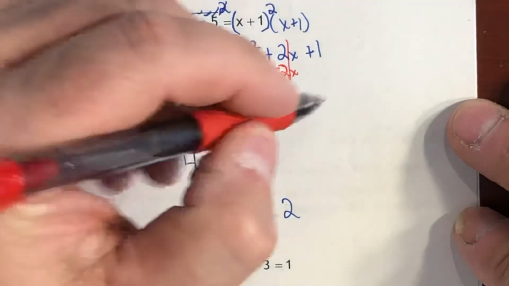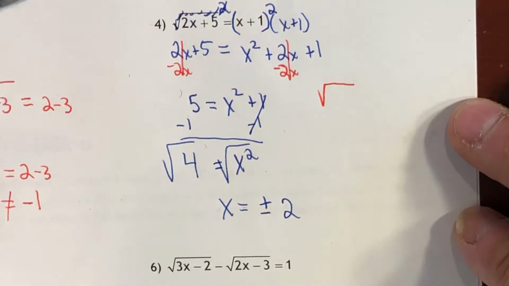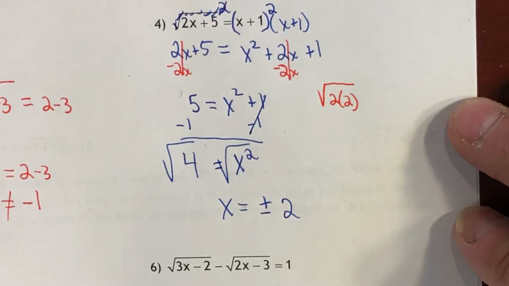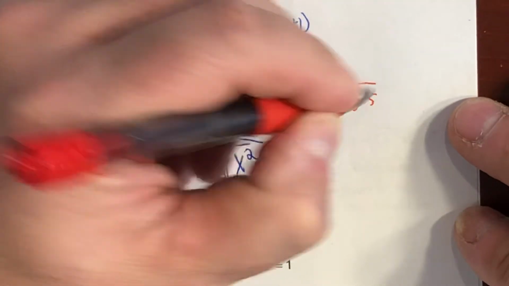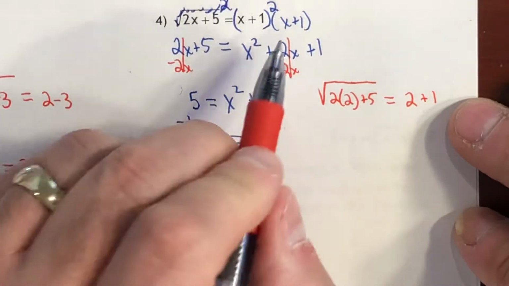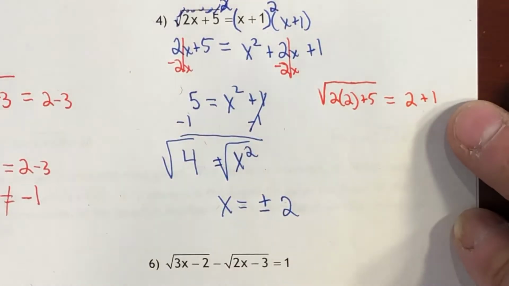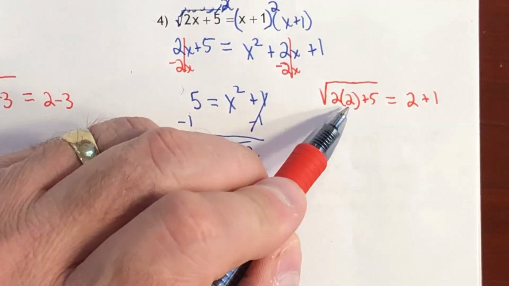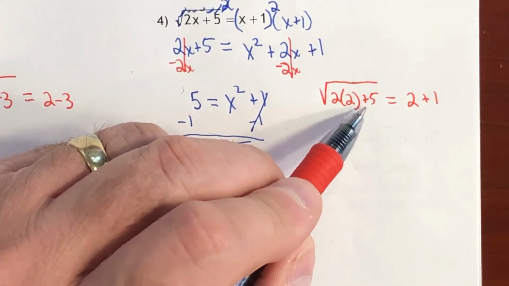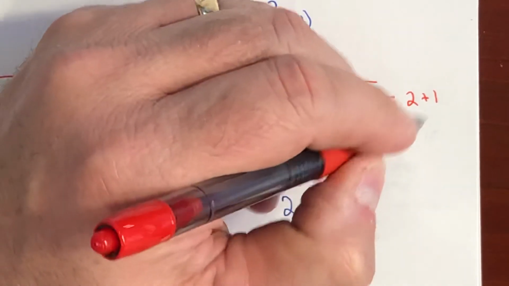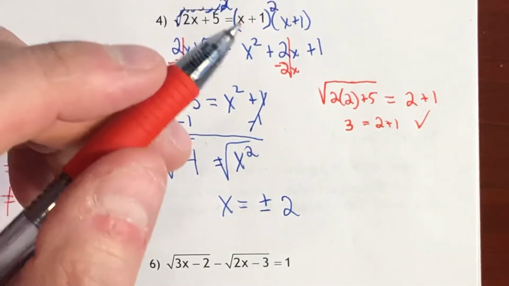So in the original, I've got a square root of 2. I'm going to put a positive 2 right next to it, multiplied, plus 5. That's all under the square root on the left, equals a 2 plus 1, because I'm putting 2 in place of the x, okay? All right, let's quickly do that. So 2 times 2 is 4. 4 plus 5 is 9. The square root of 9 is 3. Is 3 equal to 2 plus 1? Yes, that works. So I know that a positive 2 works.